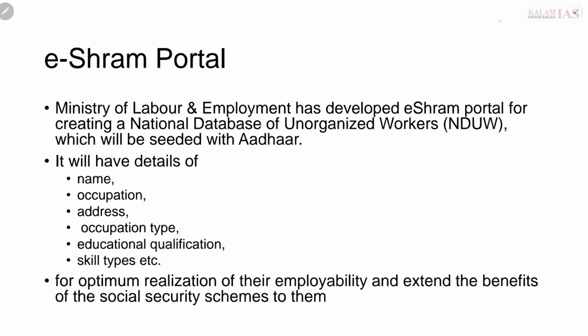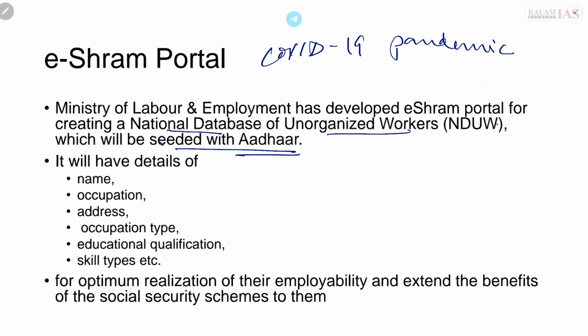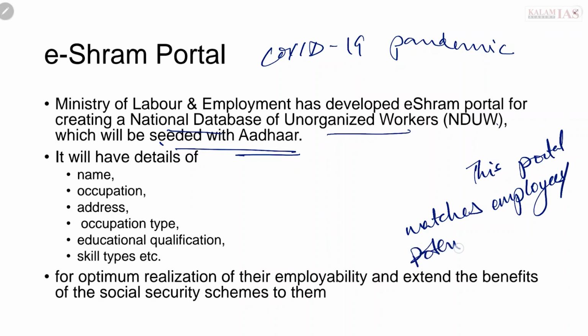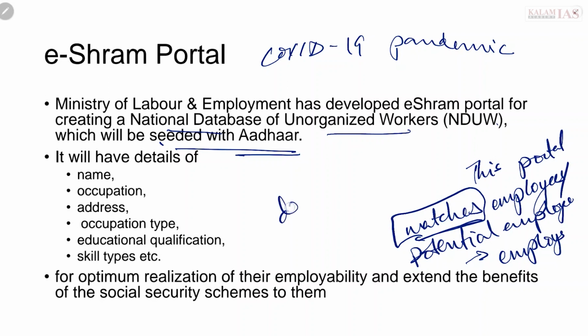So the eShram portal was launched by the Ministry of Labour and Employment during the COVID-19 pandemic lockdown. Okay. The purpose was creating a national database of unorganized workers which will be seeded with Aadhaar access. Okay. This portal matches employees or potential employees with the employers. Okay, so this is for matching the demand and supply of employment.